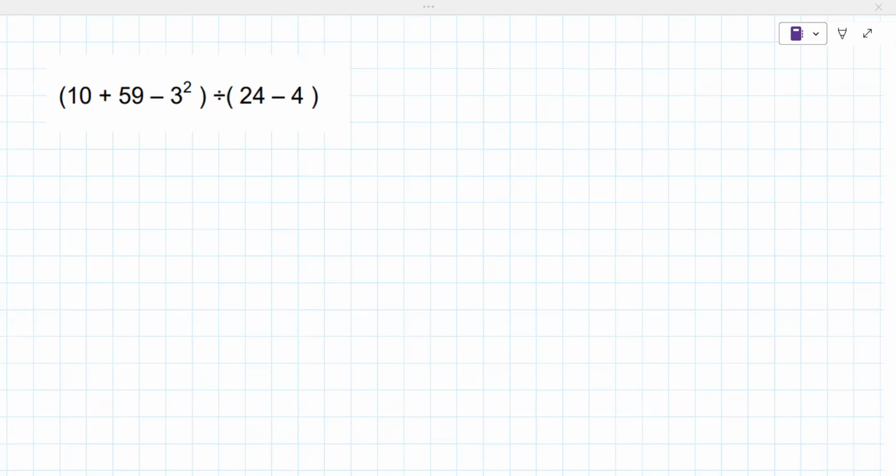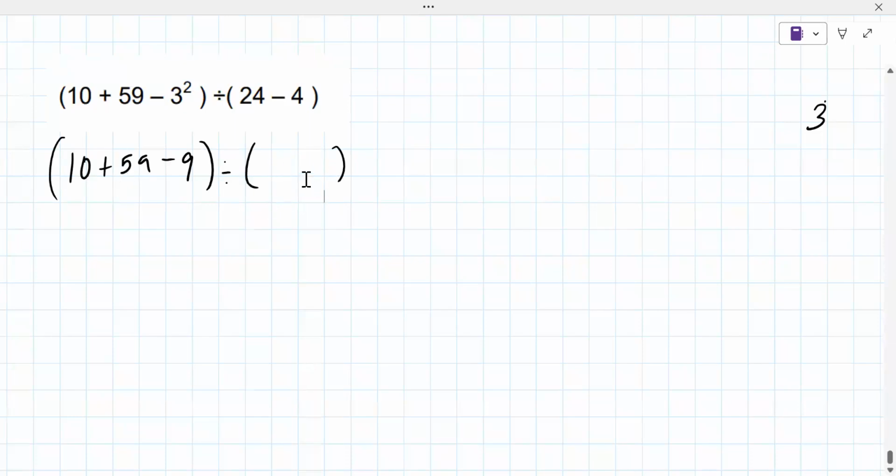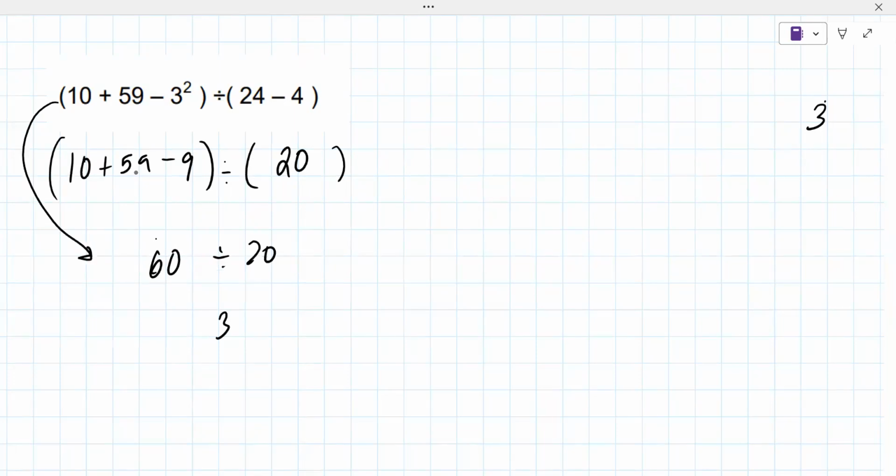Okay, I got 3. Yeah, that sounds correct. So we got 10 plus 59 minus 9. Now, what's interesting is you can work on these simultaneously. You can say, I'm going to do everything in parentheses there and then everything in parentheses there. So you can actually subtract inside the parentheses as you go. That's what I did. Good. And 10 plus 59 minus 9, you end up getting 60 when you do all that. This is where we want you to get to. We want you to get to the right answer.